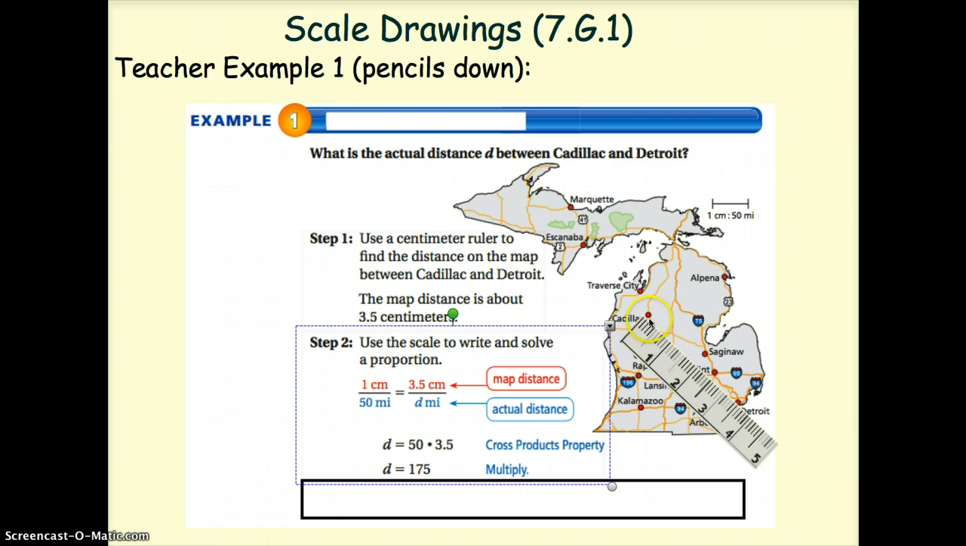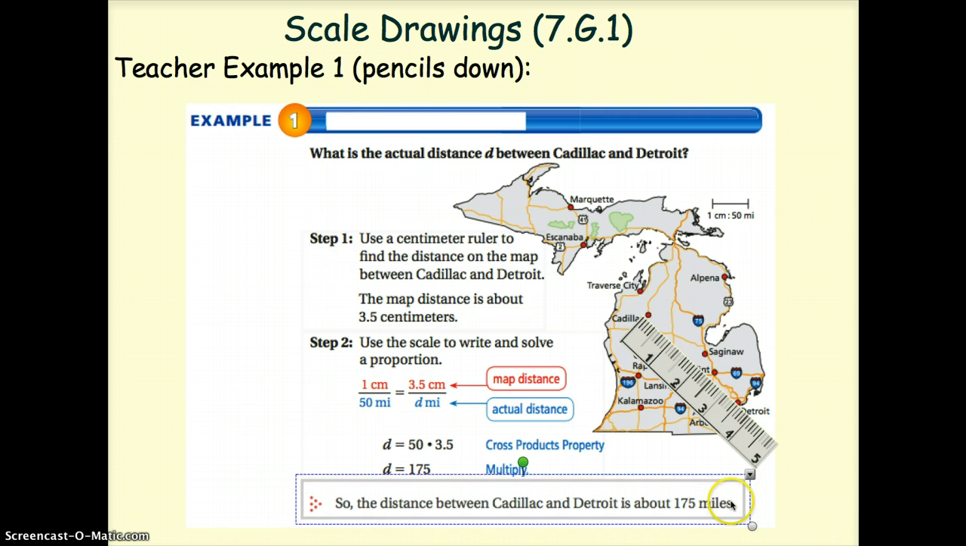So that means that on the map, these two cities are 3.5 centimeters apart. But their actual distance is 175 miles. Notice we have "about" here because we're not using exact numbers. There's a little bit of room for error.